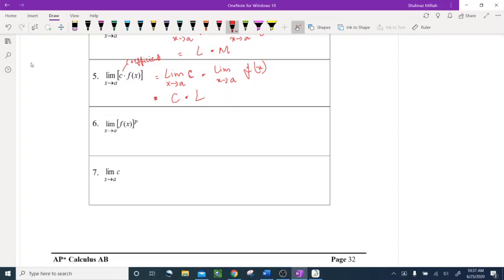Remember, the limit of a constant is always the constant itself. Okay? This is important that you know that.